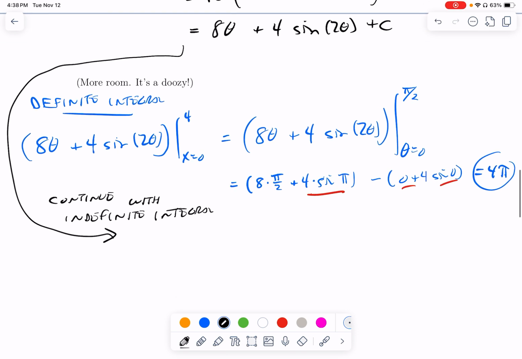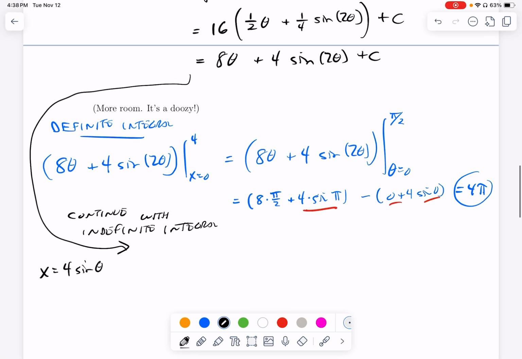So let's remember, what we know here was that x was equal to 4 sine theta. And it's not like we see x here. We can't just plug in. We have to reverse this. So one thing I could do is say x over 4 is equal to sine theta. So again, assuming that we're in a nice quadrant, theta would be inverse sine of x over 4. So that's how we could rewrite this thing.